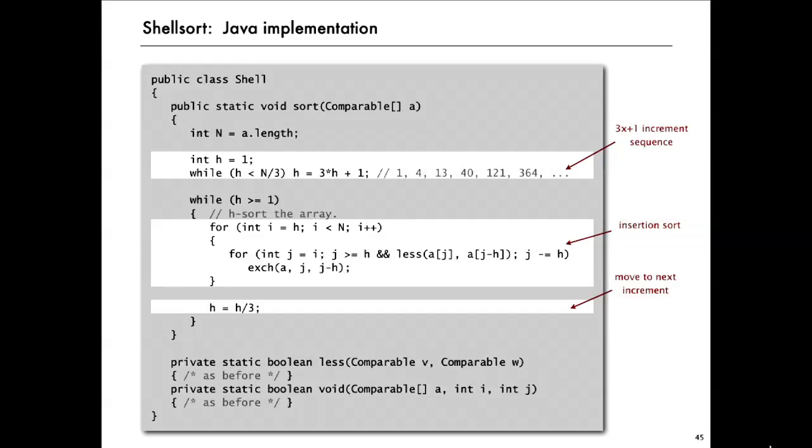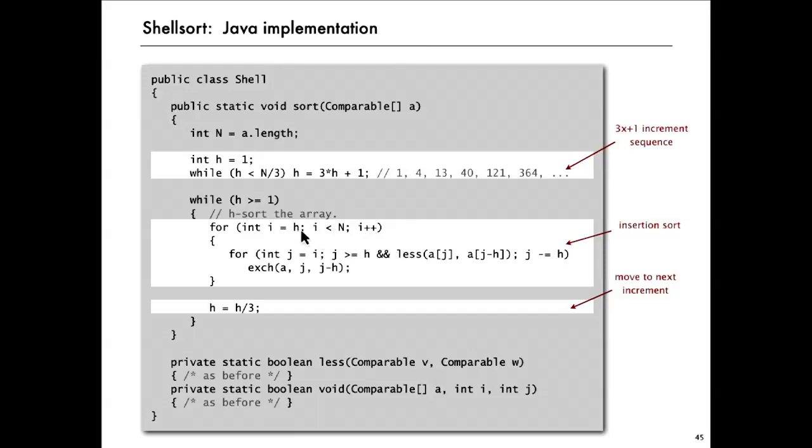We just go ahead and compute the increments that are less than n over 3, and then starting at that increment, whatever it is, say we start at 364, then next time we need an increment, we just divide by 3. 364 integer divided by 3 gives 121, 40, and so forth. So this h equals h over 3 gets us to the next increment. And then the implementation is just insertion sort.